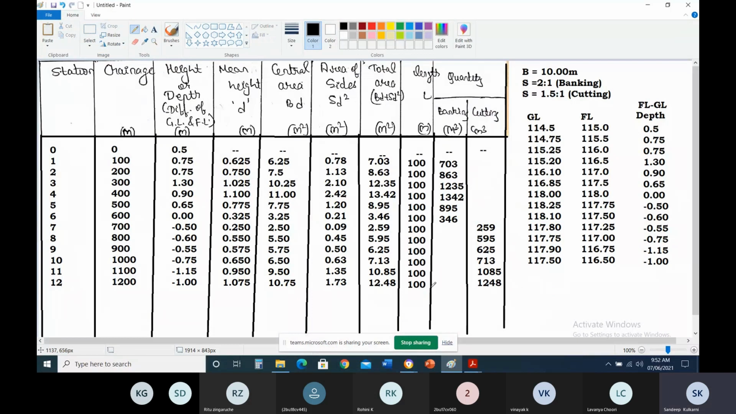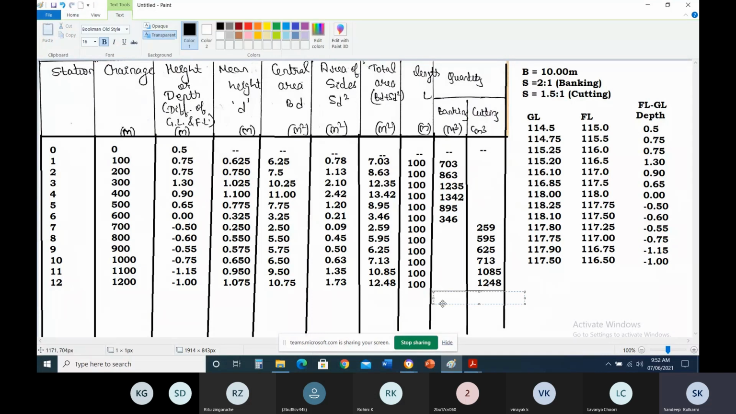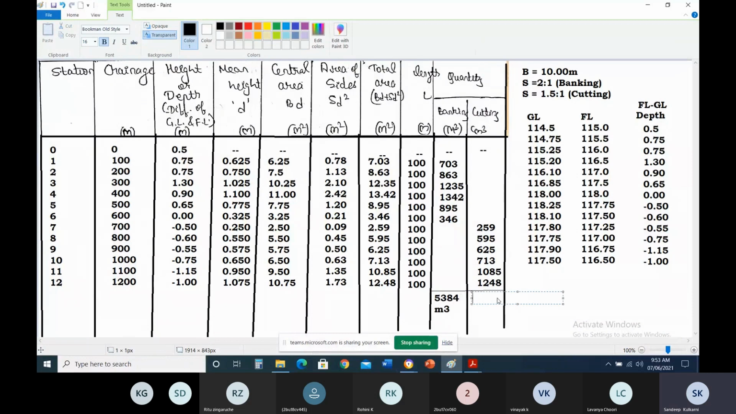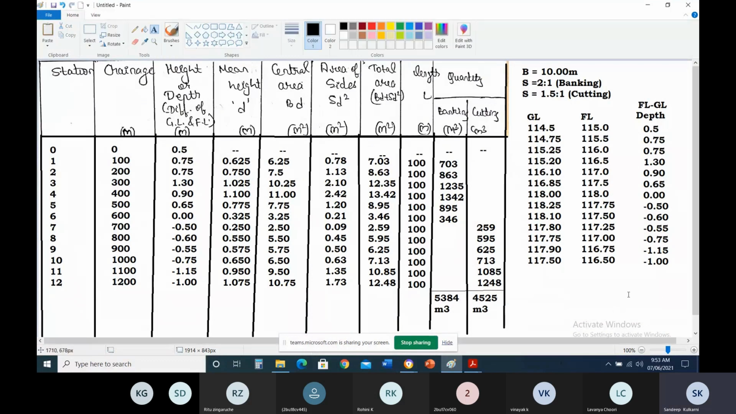For the total quantity separately, if I add all the values for the banking, I'll be getting 5384 meter cube. Similarly, for the cutting values, if I calculate all the values, 4525 meter cube. So these are the quantity calculations for a road work.